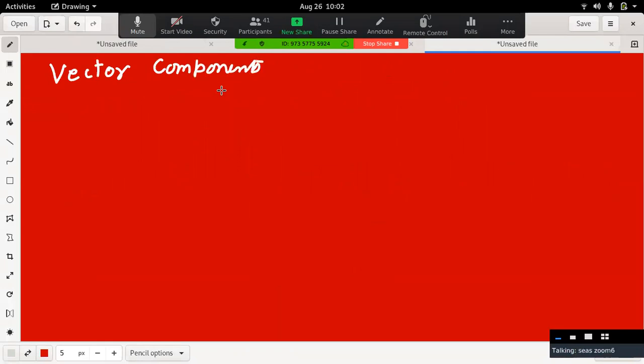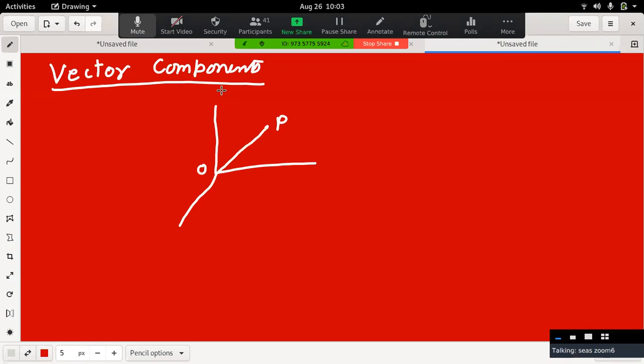Now any vector quantity can be represented by its components. So let's say there is any position P in space and it has a radius vector r from the origin, then we can define P by its three components.